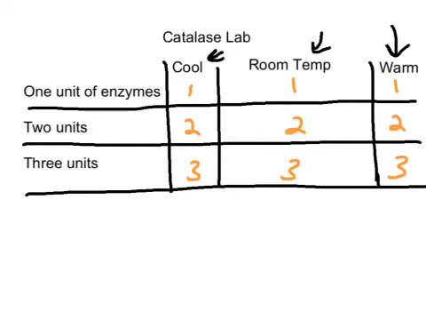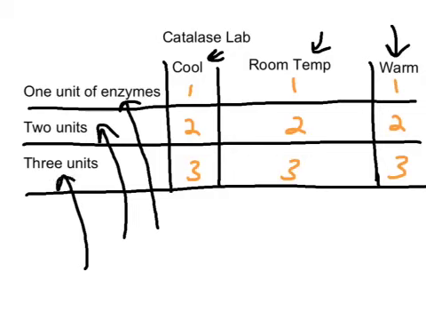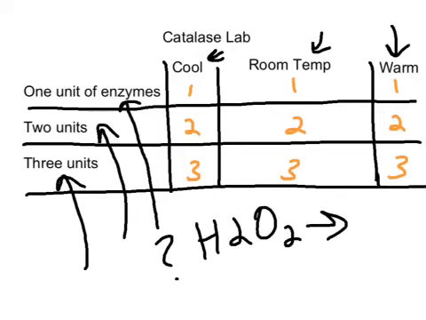Then the second question was, does the enzyme's concentration, in other words, does having 1 unit of enzyme versus 2 units of enzyme, or versus 3 units of enzyme, impact the amount of oxygen that's produced when the enzyme helps break H2O2 into water and oxygen?